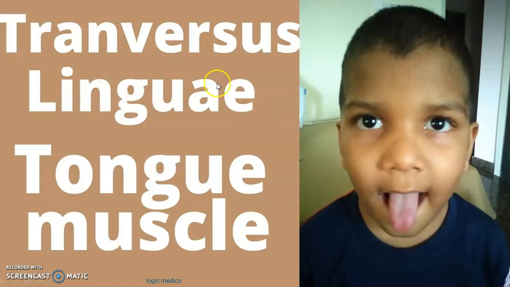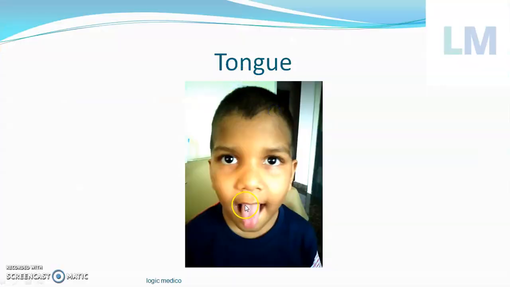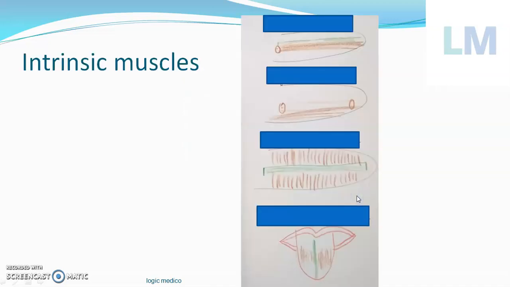So without much delay, let's start with transversus linguae. In the tongue, there is one dorsal surface, that is the upper surface of the tongue, the ventral surface, that is the lower surface of the tongue, the base of the tongue, the tip of the tongue, and two lateral borders. With this idea, there are two groups of muscles, the intrinsic muscles and the extrinsic muscles.